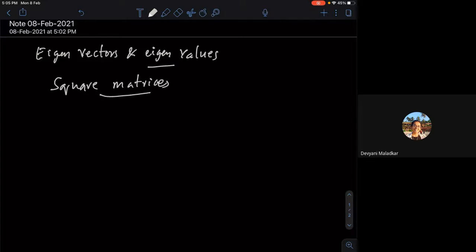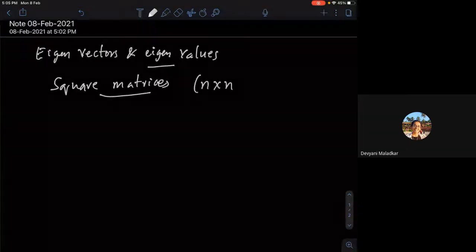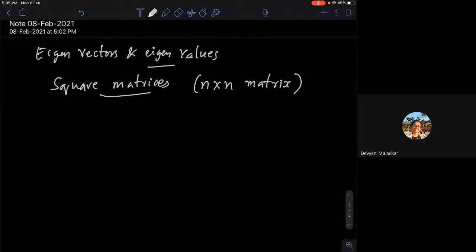Whenever I talk about a general matrix, I'm going to assume it's an n cross n matrix. So anytime I talk about a matrix in general, I'm going to view it as an n cross n matrix. Because it's a square matrix, I'm going to use n for the number of rows and the number of columns. Good.